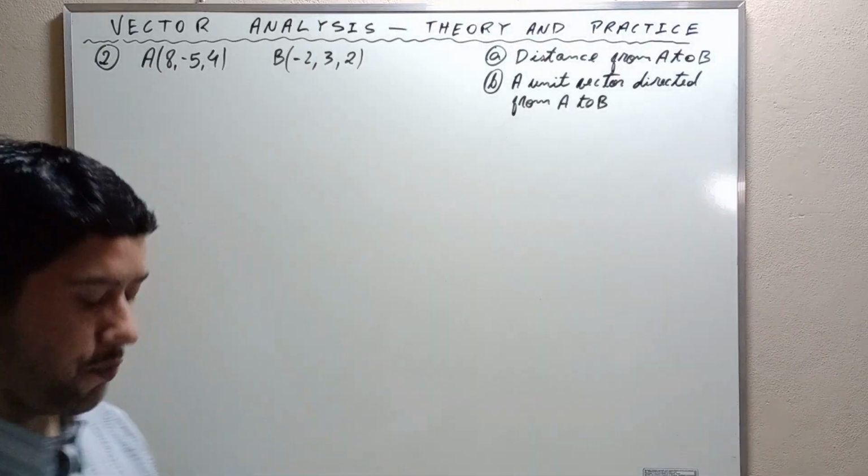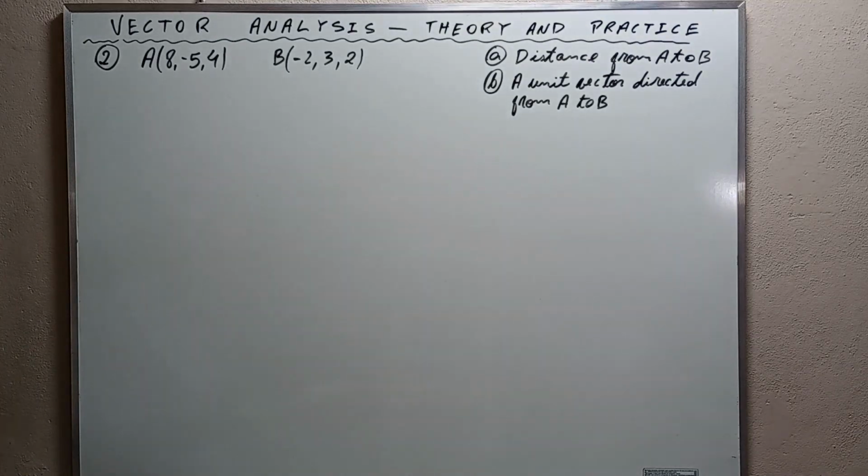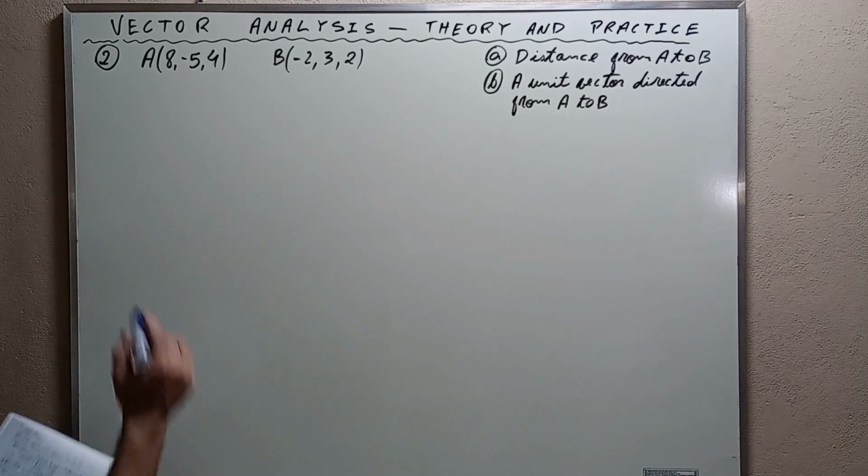Exercise number 2 now. Given points A and B, letter A, find the distance from A to B. And letter B, a unit vector directed from A towards B. Okay, my friends, this is the question, a rather simple one. Let's go, let's solve it.